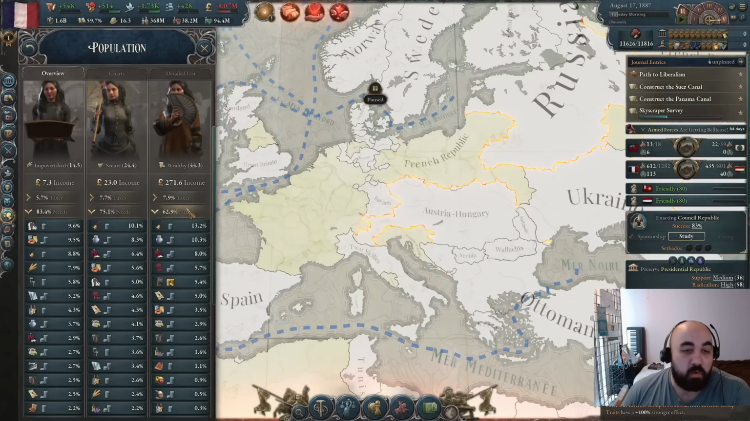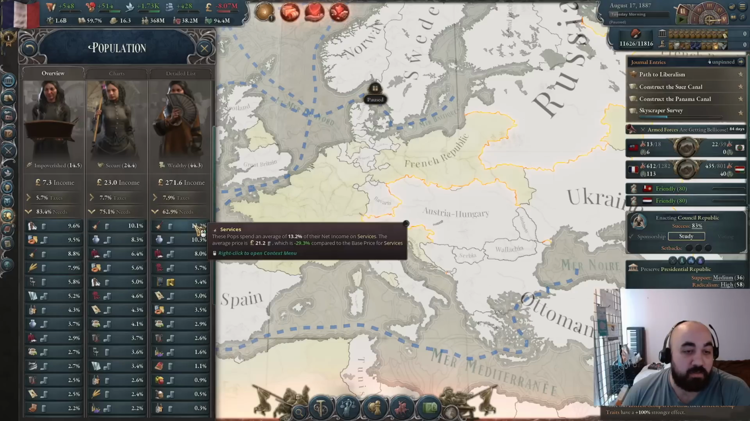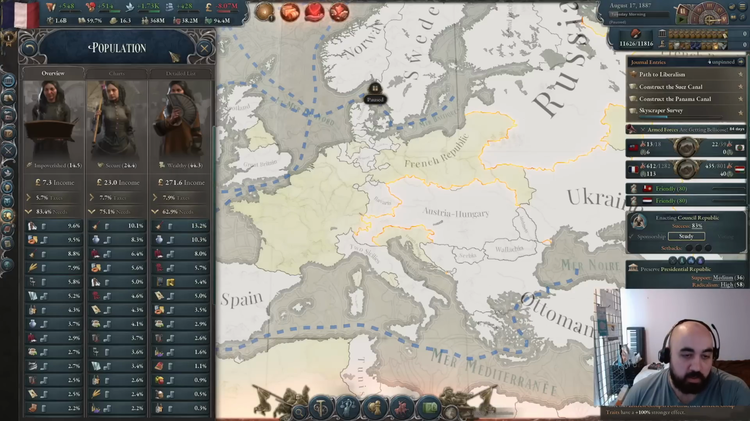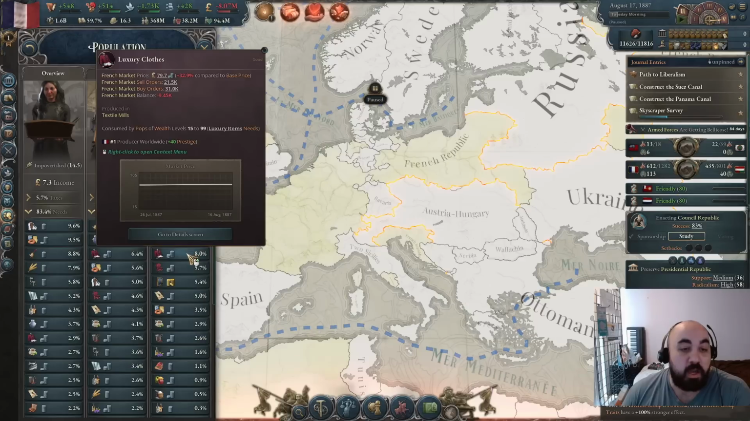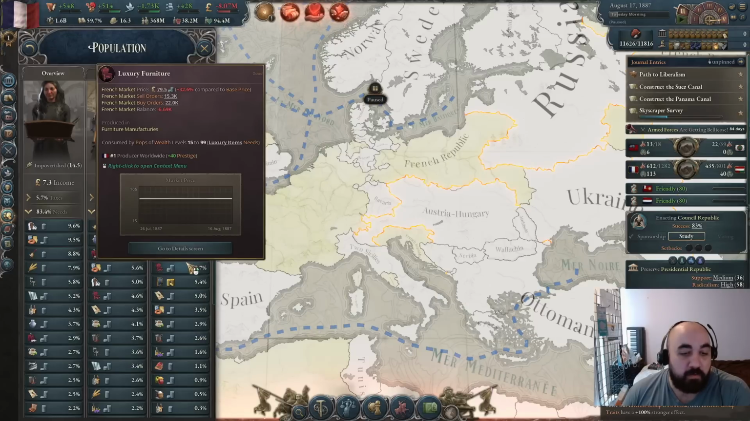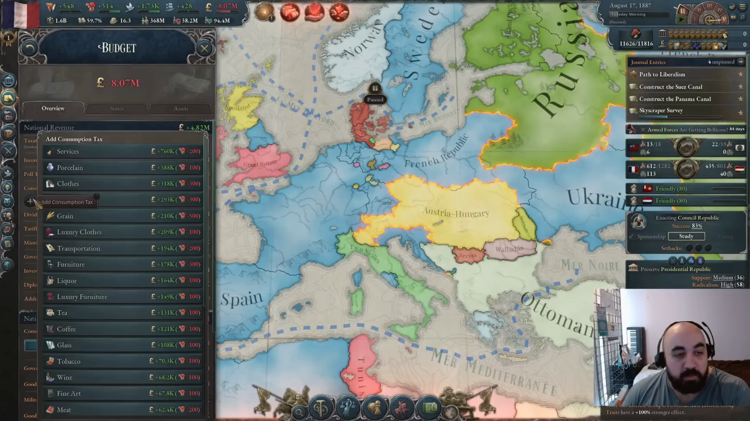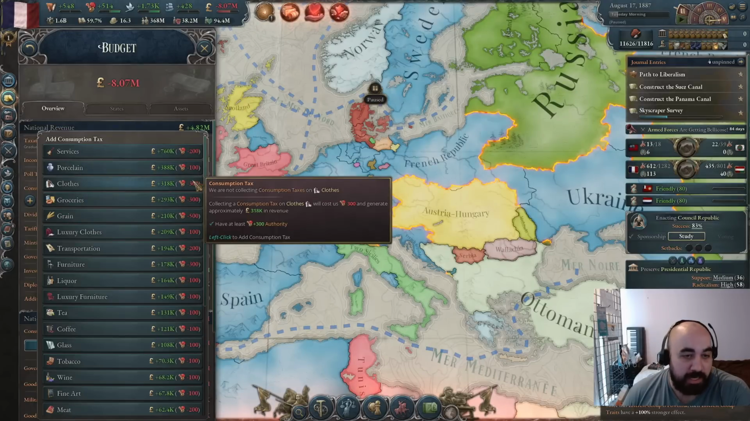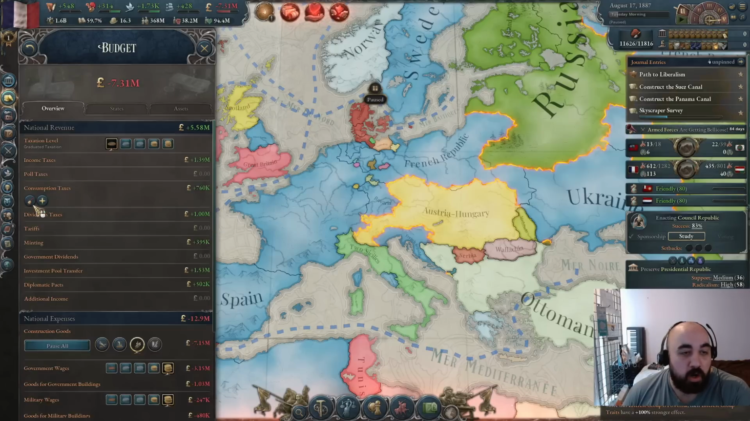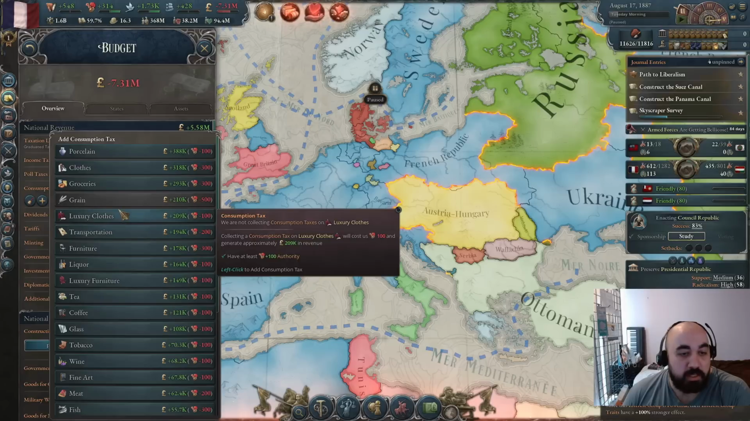Taking a look here, we see that services will be a good tax. Services is generally very efficient per authority. Porcelain is good, luxury clothes is good, and luxury furniture will be good. These might not yield the absolute most in terms of consumption. We could generate quite a lot from clothes, although this takes 300 authority. These might be the most efficient on a per authority basis, and they are also consistent with the strategy.